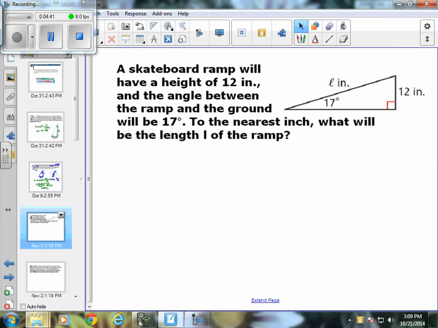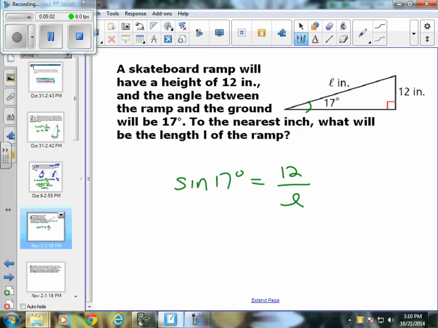So I have the picture for you. So we have this ramp. The height of it, the vertical height, is 12 inches. The angle of elevation between the ground and the ramp is 17 degrees. How long is the ramp? So we know the side that's opposite, and we're trying to find the hypotenuse. Well, that would be sine. So the sine of 17 degrees would be 12 over L.